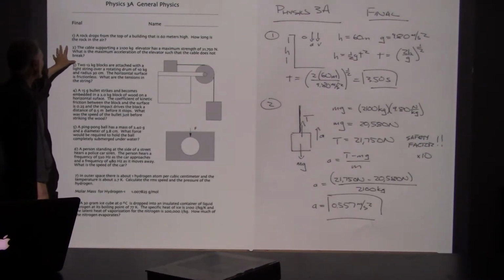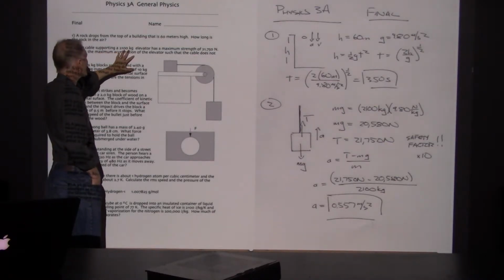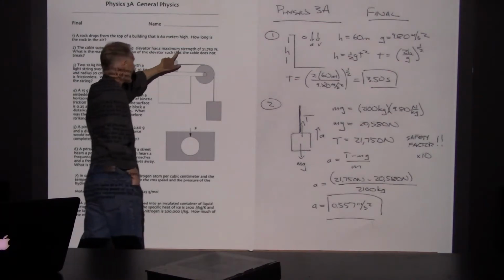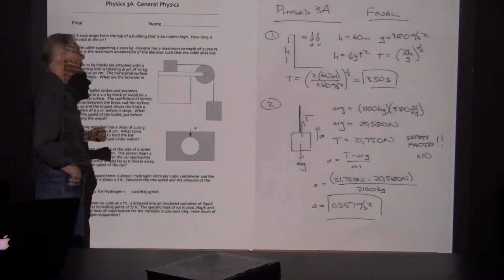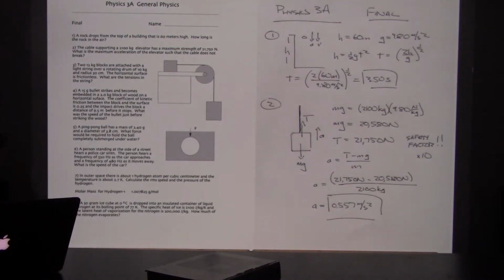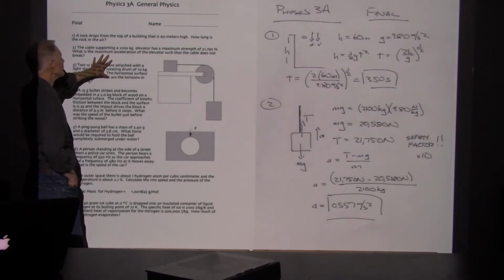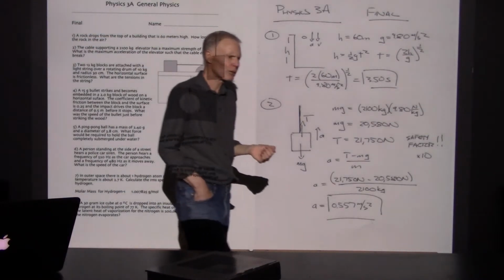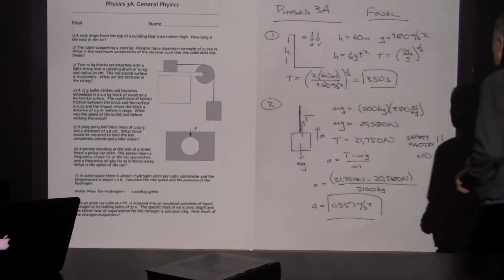Okay, second problem, we have a cable supporting a 2100 kilogram elevator. The cable has a maximum strength of 21,750 newtons, meaning if we exceed 21,750 newtons, this cable's going to snap. And so what is the maximum acceleration the elevator could undergo such that the cable doesn't break? Now, this doesn't sound like good engineering of elevators. Anyway, let's take a look and see.